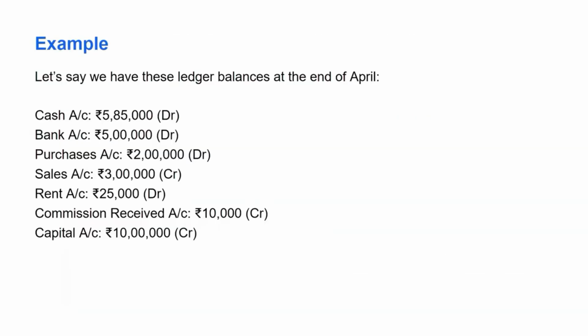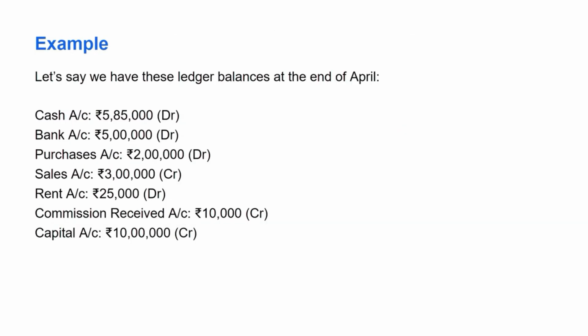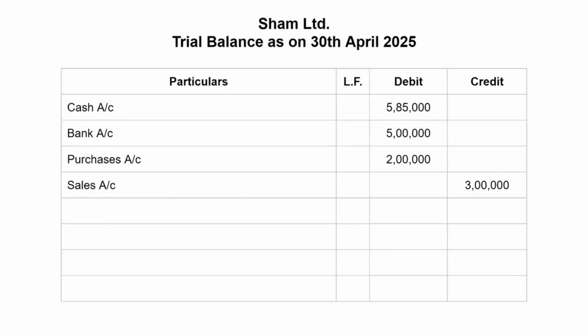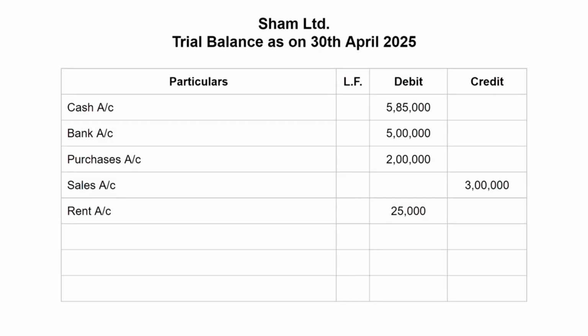Next, purchases account 2 lakh rupees debit balance. So we'll record it as purchases account 2 lakh rupees on the debit side because we had debit balance. Next, sales account 3 lakh rupees credit balance. So we'll record it as sales account 3 lakh rupees on the credit side. Next, rent account 25,000 debit balance. So we record it as rent account 25,000 on the debit side.